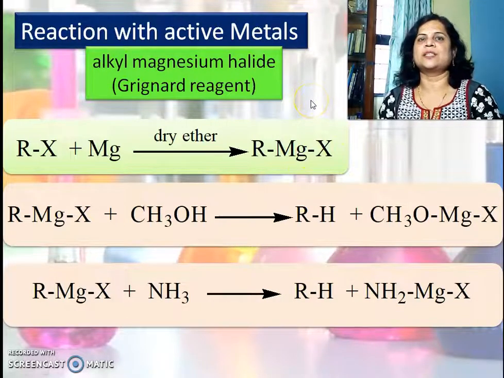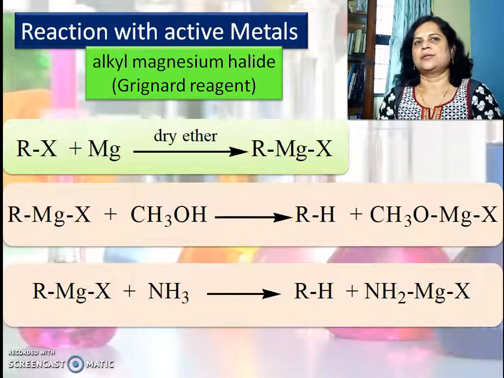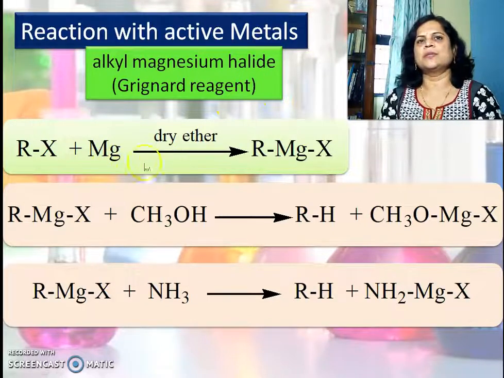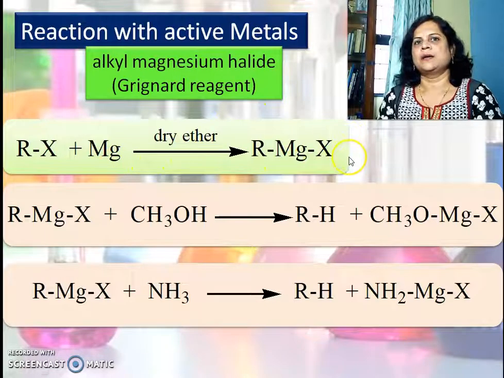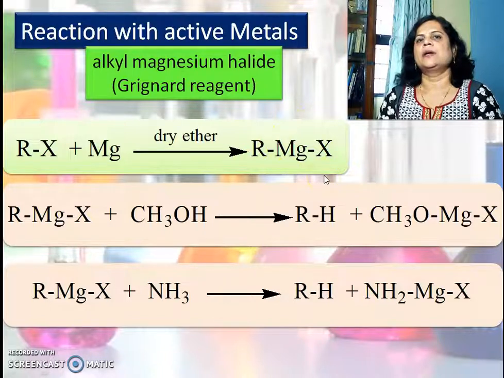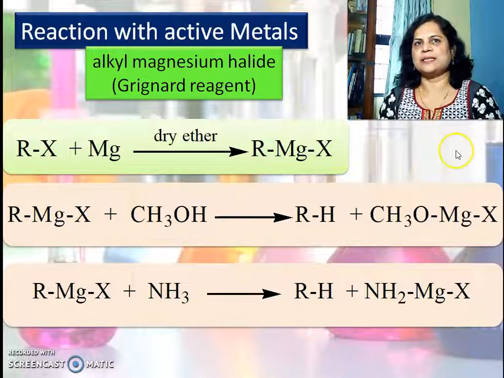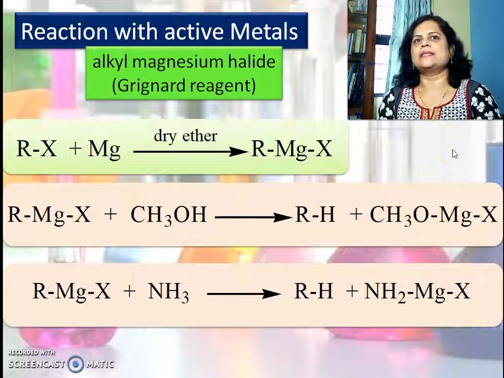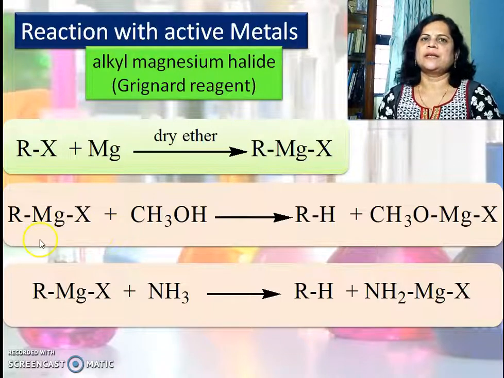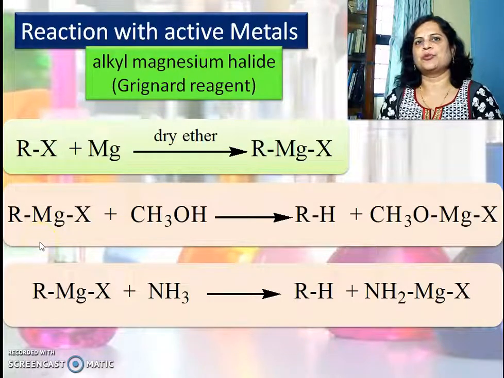These are the reactions with active metals. In the reaction with active metals, the first reaction is where alkyl halide reacts with the metal magnesium. Very important reaction, because the products formed are Grignard's reagents, RMgX. These are very important organometallic compounds. These are also referred to as alkyl magnesium halides, and also called Grignard's reagents. And these are very important organometallic compounds because in a number of chemical reactions they are used as a reactant.